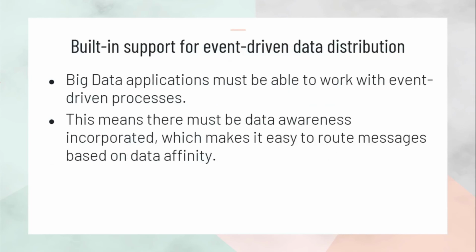Built-in support for event-driven data distribution. Big data applications and platforms must also be able to work with event-driven processes. With big data, this means there must be data awareness incorporated, which makes it easy to route messages based on data affinity and the content of the message. There also have to be controls that allow the creation of fine-grained semantics for triggering events based on data operations such as add, delete, and update and the content, as with complex event processing.